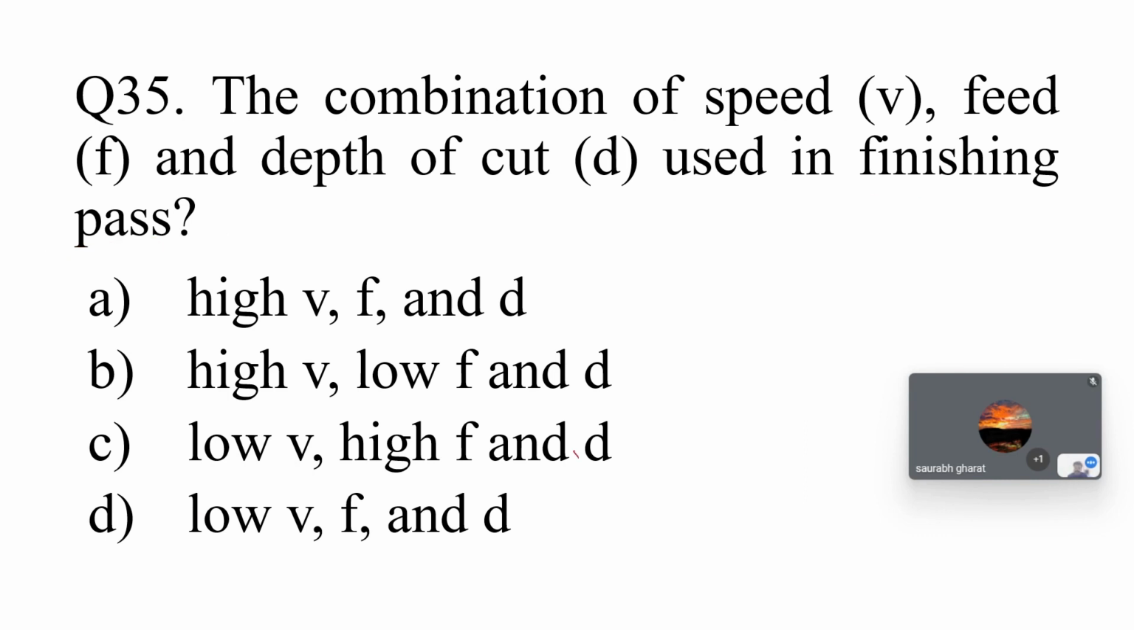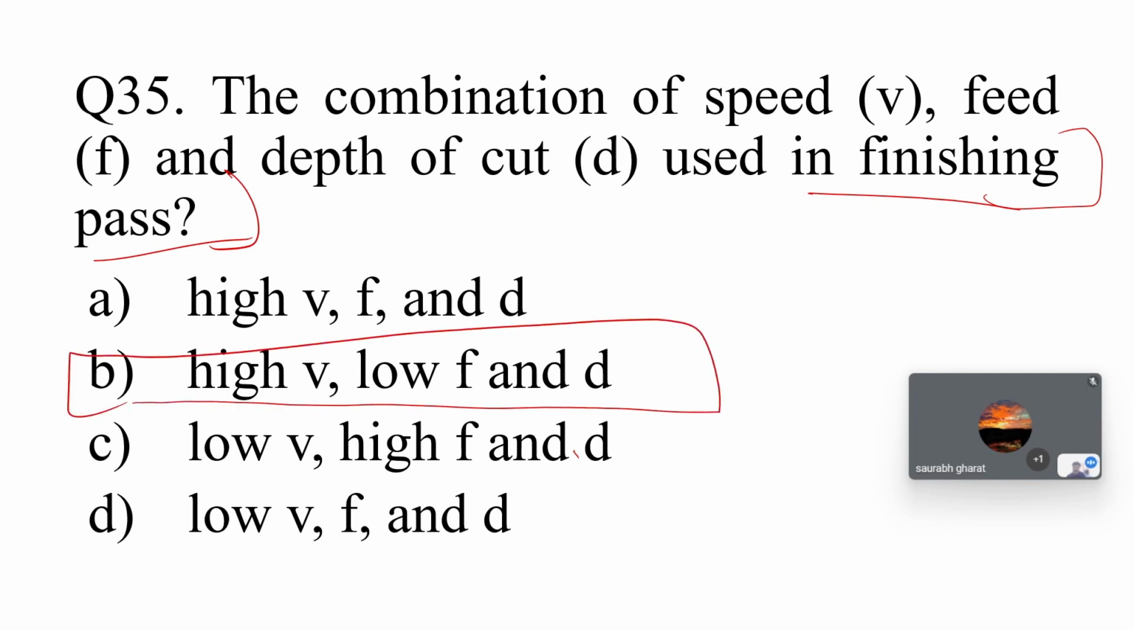You might get the answer. For a finishing pass, what is the condition you may have? It is high speed and low depth of cut. This is the ideal condition for a finishing pass. If we have a roughing pass, then low speed and high depth of cut is the correct condition, because you have to remove more material there. Here you have to remove less material, because it is already a finishing pass.